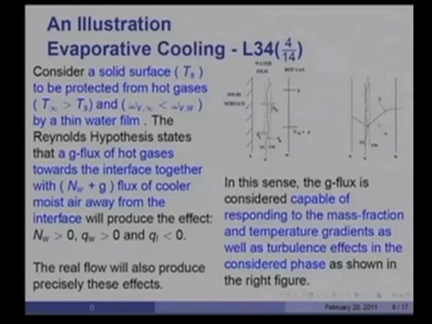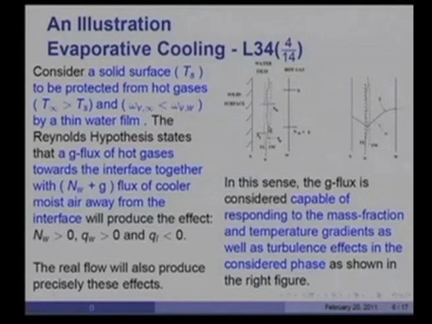So, what we expect, therefore, is that the Reynolds flux hypothesis states that a G flux of hot gases towards the interface, together with the Nw plus G flux of cooler moist air away from the interface, will produce the effect that Nw is greater than 0, Qw is also greater than 0 because it flows into the surface, and QL will be negative because it is also flowing into the surface from the neighboring phase.